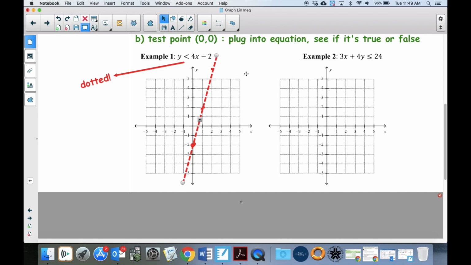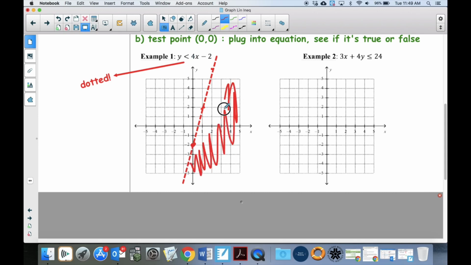Now, I have to think about, should I go above or below? And once again, it's not left and right, it's above and below. So this is less than. If I think about my y-axis, less than means below. So if y is less than, that means everything down here is what I'm going to shade. And it doesn't have to be pretty, okay? Let's take a look at example number 2. This one is already in a different form, so we might consider doing something different with it.